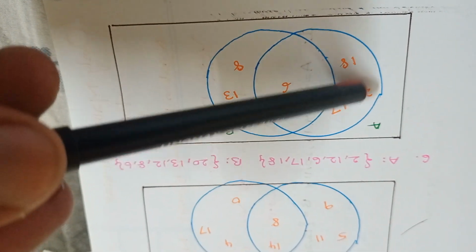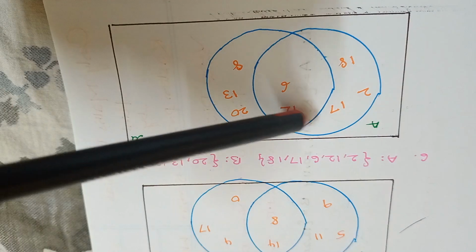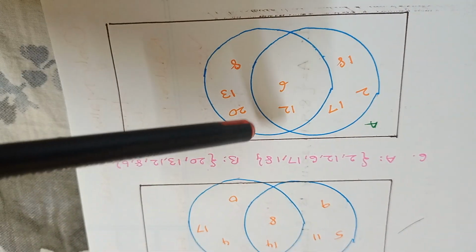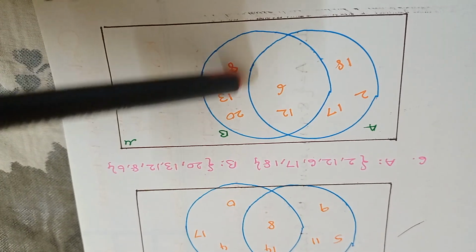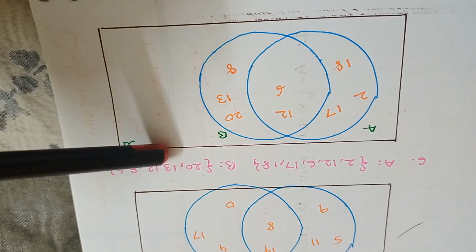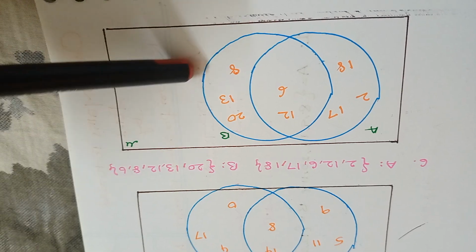This is called only A. This total circle is called A. This is called B, and this part is called only B. What are the elements? 20, 13 and 8.